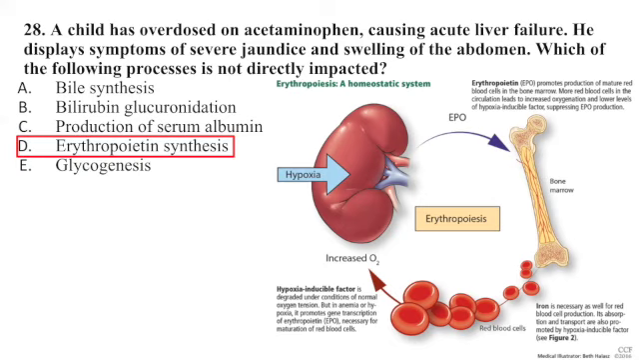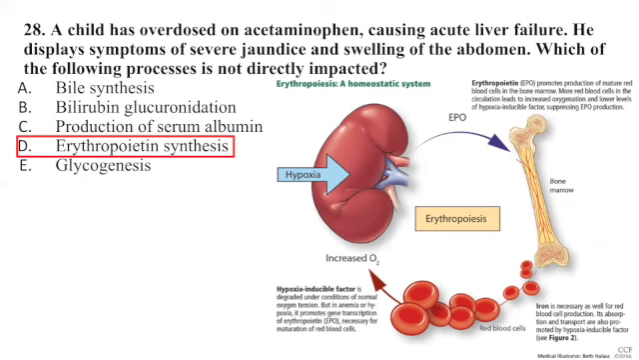So this process will be affected. The bilirubin glucuronidation, sorry, I haven't seen that word in a really long time. But anyway, that adds the glucuronic acid to bilirubin, and that takes place in the liver.